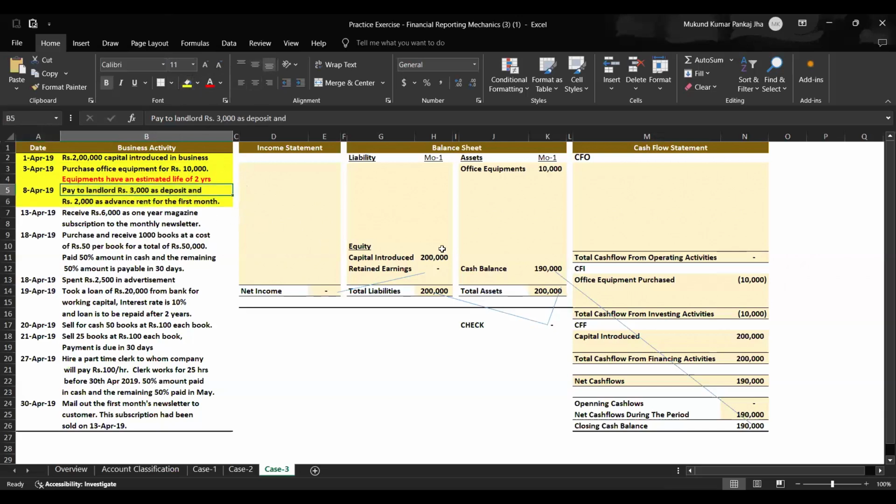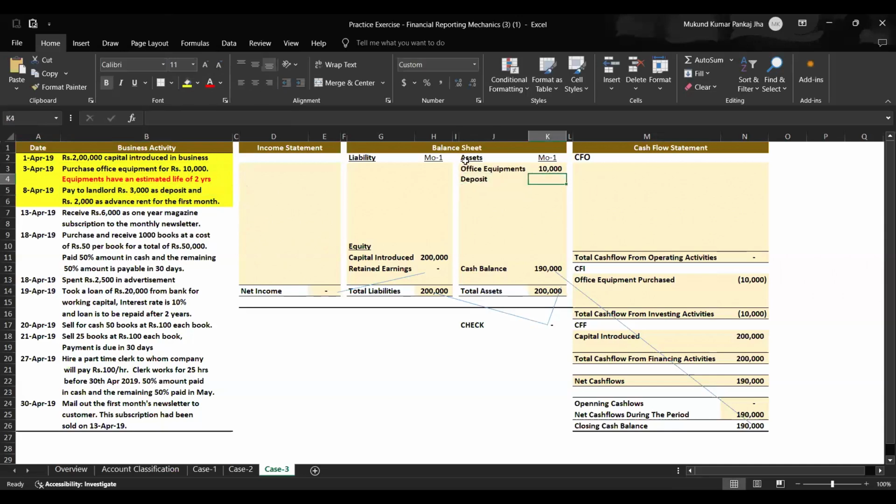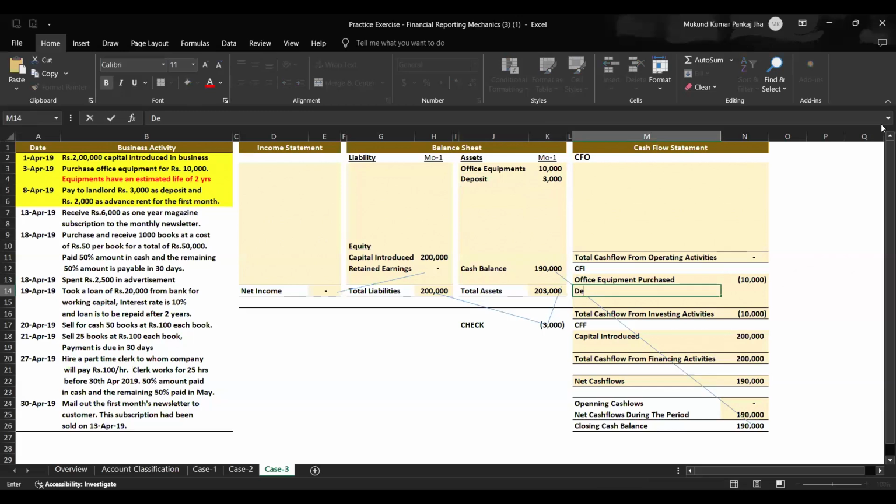Pay to landlord rupees 3,000 as deposit. Let's do one by one. What is 3,000? It is a deposit. 3,000 is deposit for me. And deposit is an asset. Very good. Very good, GA. Very good, Manish. And if I have purchased assets, that is given deposit, deposit will be the part of investing activities.